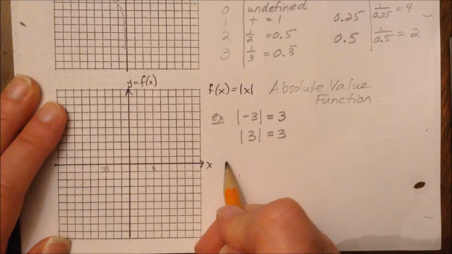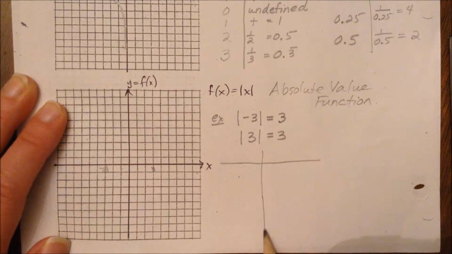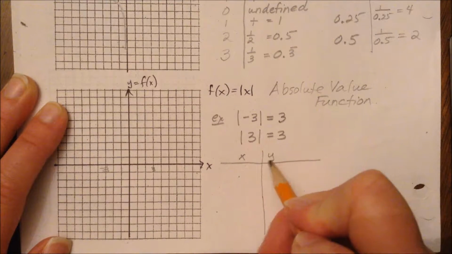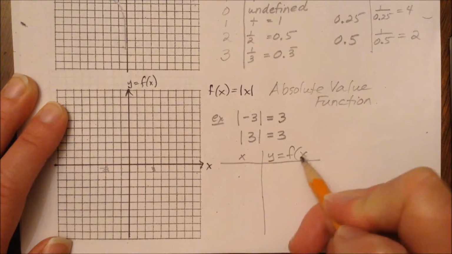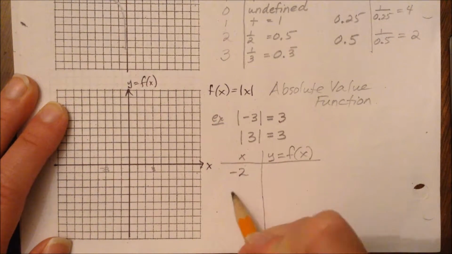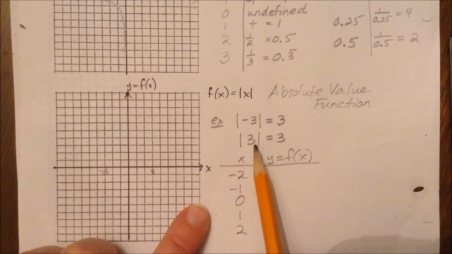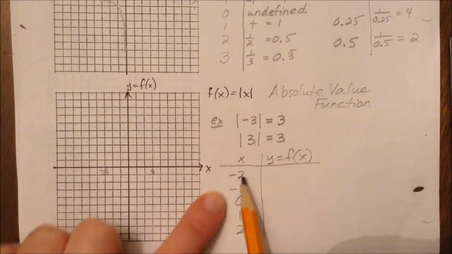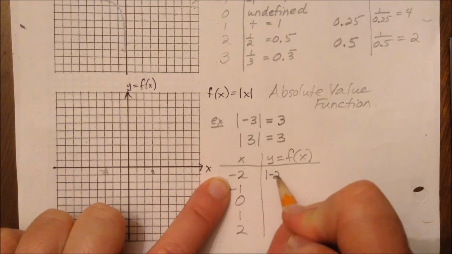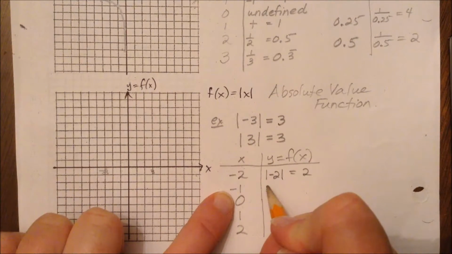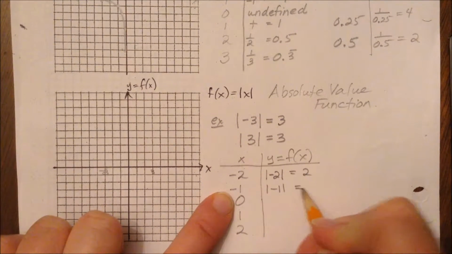Not a difficult thing. So we'll just do a quick little table of values. And we'll just pick a few negative and a few positive. This is all we need. -2, -1, 0, 1, 2. So we already know the -3 and 3, which is why I didn't include them. So absolute value of -2 would be 2. Absolute value of -1 is 1.